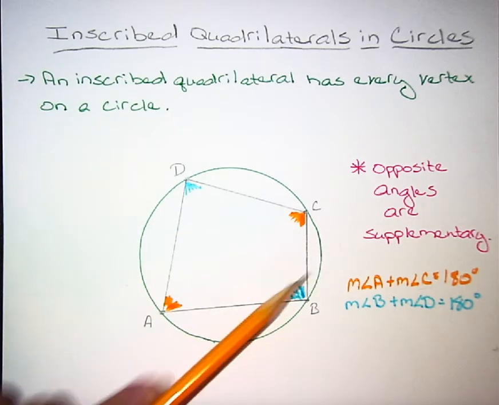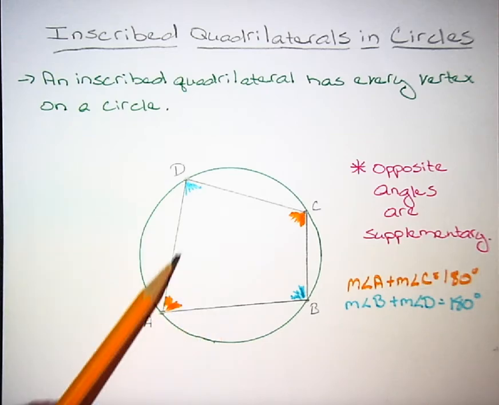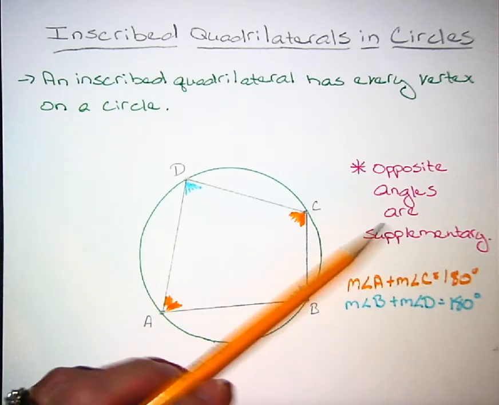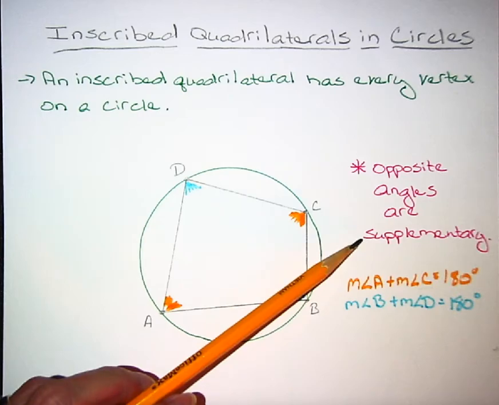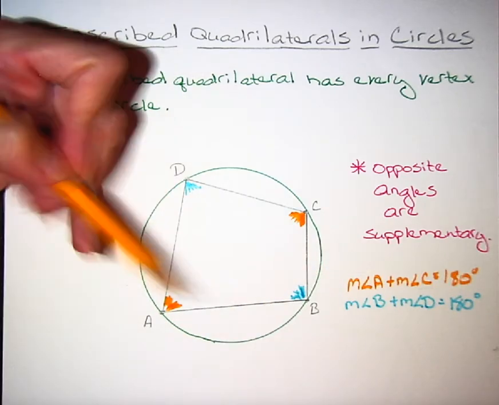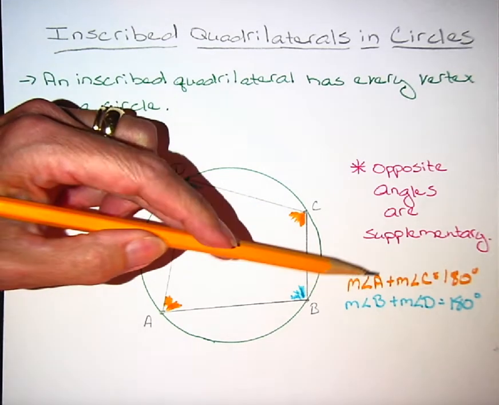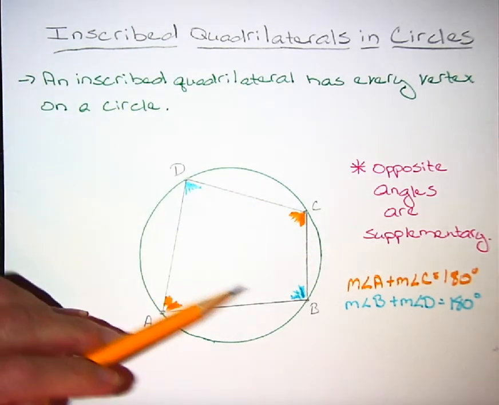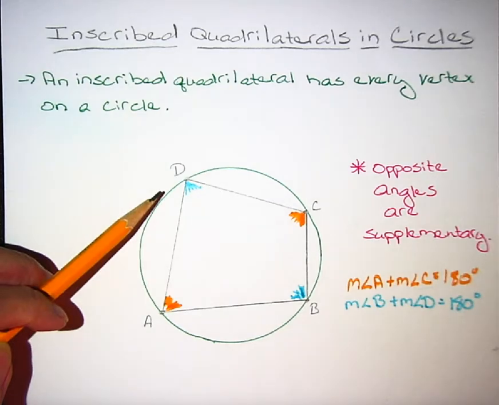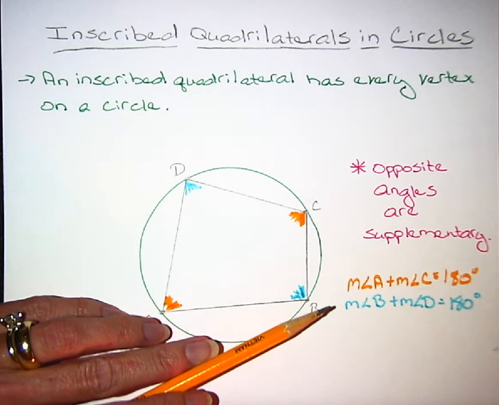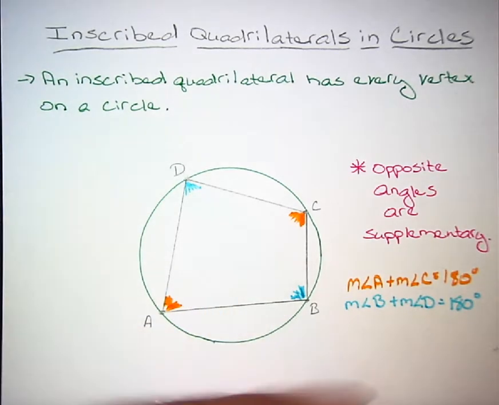Quadrilaterals that are inscribed in a circle have a special property, and that property is that their opposite angles are supplementary. In other words, angle A and angle C equal 180, and the measure of angle B and the measure of angle D also equal 180. So let's try to figure out why this is true.